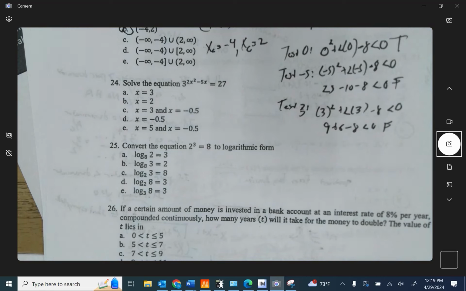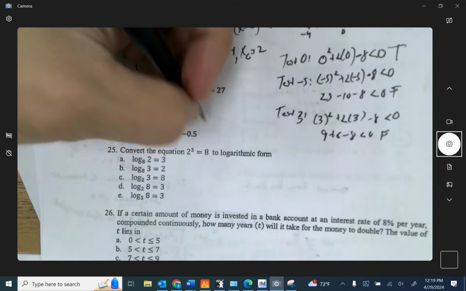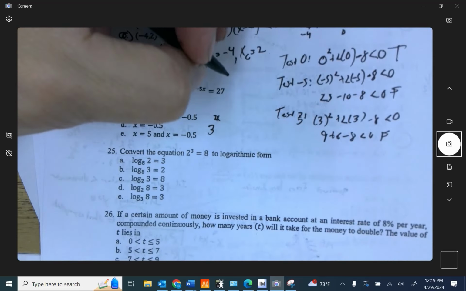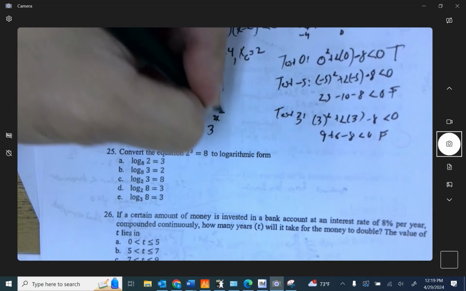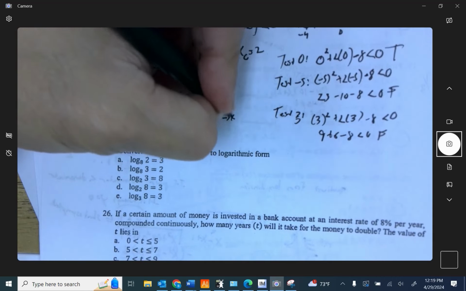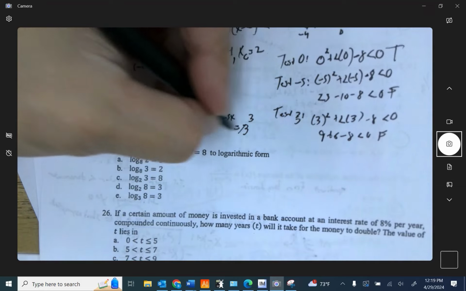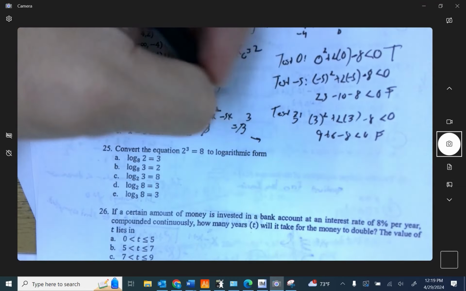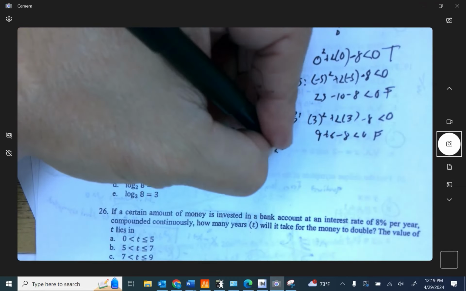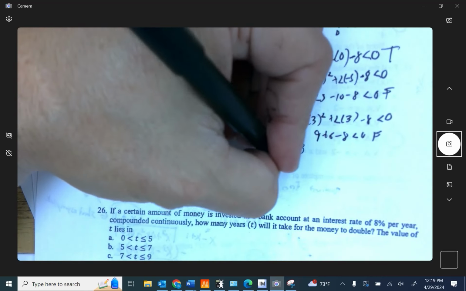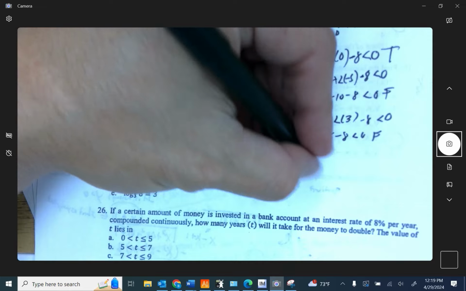All right, 24, solve this equation. Boy, it'd be sweet if you had a TI-84, wouldn't it? We have 3 to the 2x squared minus 5x equal to 3 cubed, because 27 is 3 cubed, and now we drop those. We set those two pieces equal. 2x squared minus 5x is equal to 3. We jump the 3 over. 2x squared minus 5x minus 3 is 0.